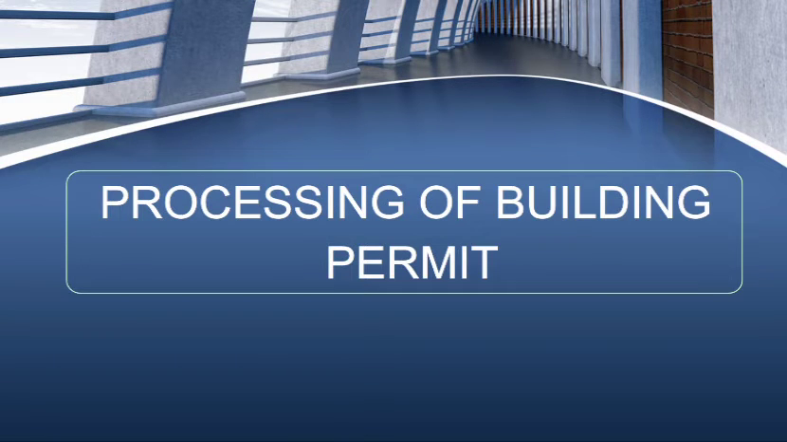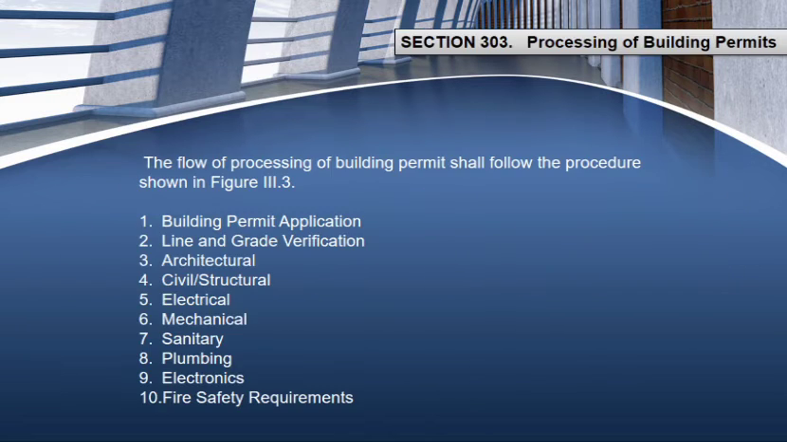Section 303, Processing of Building Permit. In this section, we will discuss the flow of processing of building permit and what the procedures are that need to be followed by the applicants or the owners who need to obtain a building permit. Processing of building permits includes building permit application, line and grade verification, architectural, civil or structural, electrical, mechanical, sanitary, plumbing, electronics, and fire safety requirements.